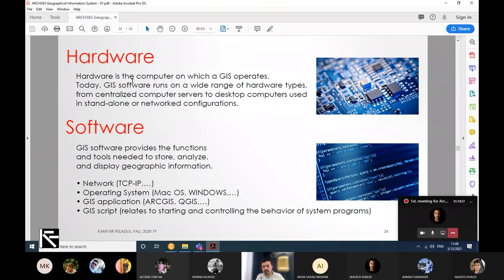It could be a TCP/IP network or other protocol that works on the network. It could be an operating system, such as Macintosh OS, Linux, Android, Symbian, Debian, Windows, etc. These are all a bunch of different operating systems. We have an application which runs through the operating system. For our course, let's say ArcGIS, QGIS, any other application. There are some scripts or plugins you will add to your program.